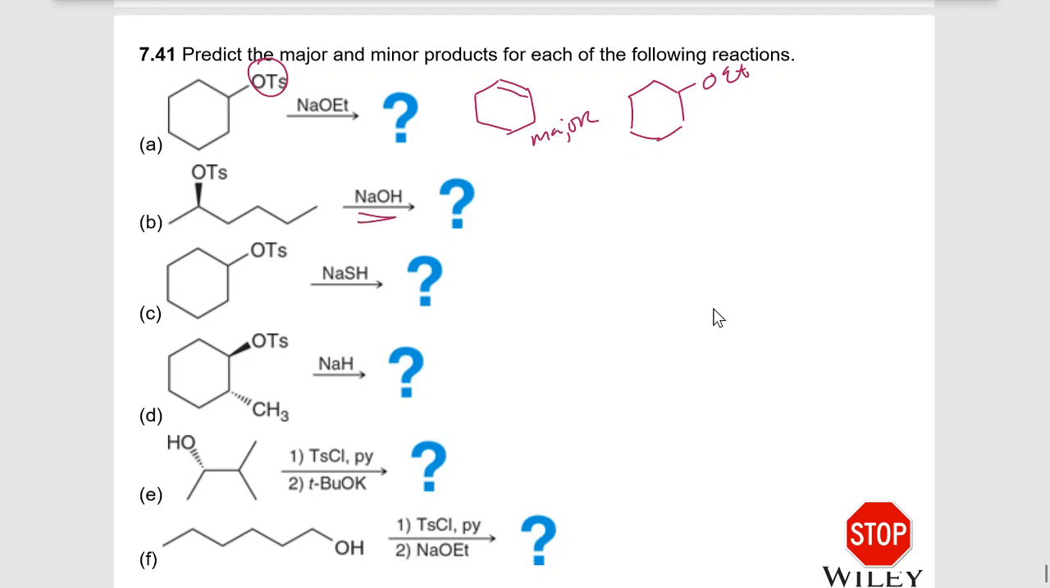All right, the next one, we've got a strong nucleophile, strong base, sodium hydroxide. I've got a tosylate, which is a good leaving group. And I've got a secondary substrate again. Okay, so that's going to give me E2 as major, SN2 as minor.